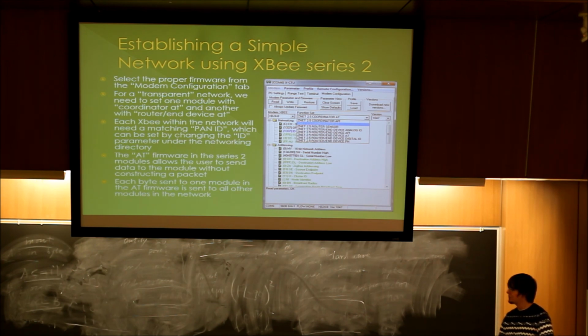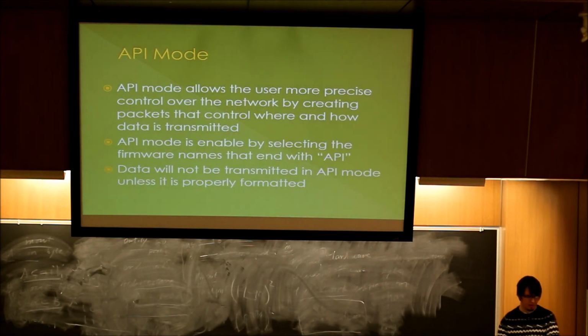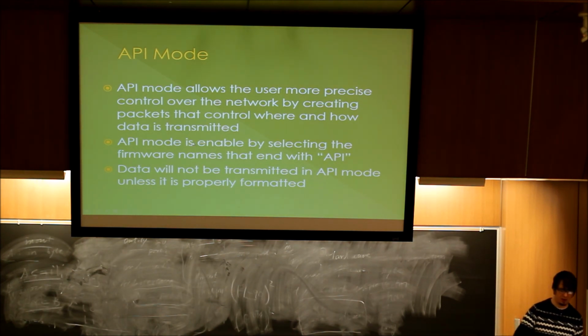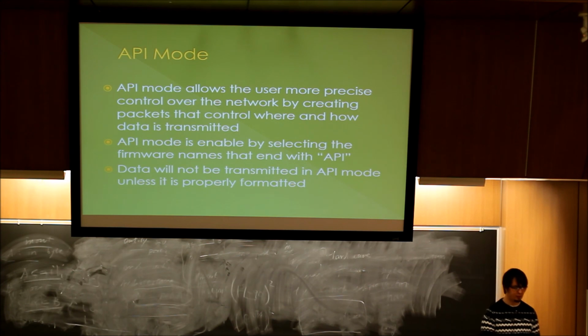So the basics, you just need to configure. Once you've set routers and coordinator, you just need to set a PAN ID, and for the most part, all the other default settings will work just fine for you. So I mentioned there was a transparency mode that they come with by default, but what allows you to do more interesting things with the XBee is access to the API mode, where you construct your own packet, which is defined by the documentation on Digi's website.